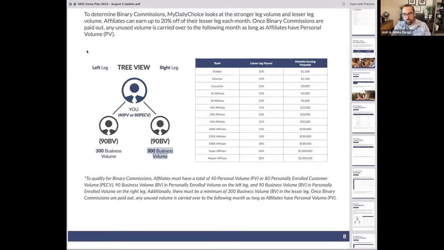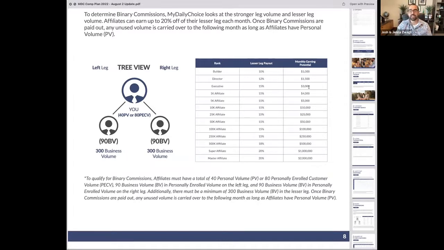Now we're going to talk about rank towards the end. It's one of the last pages on the PDF. And I highly suggest to be an executive, which is 90 PV, because you're getting 15%. So 40 PV will put you as a builder, which is 10%. So you're getting an extra 5% by being an executive. So, is an extra 50 points worth 5%? Absolutely. That's one of the ways that you maximize your income in My Daily Choice, by becoming an executive, which you can easily do with a personal order of 90 points.